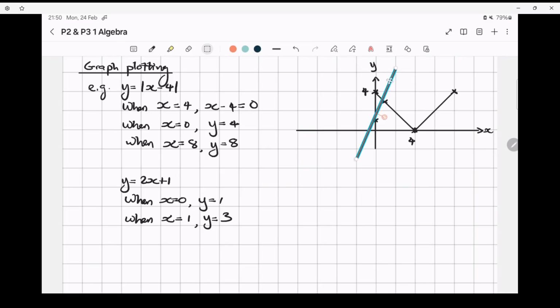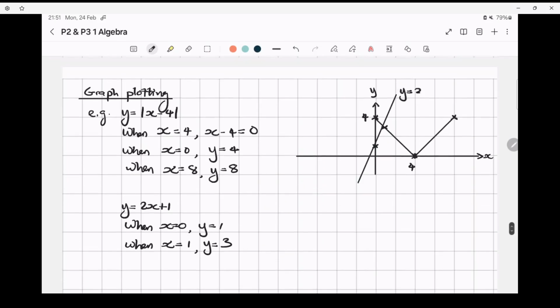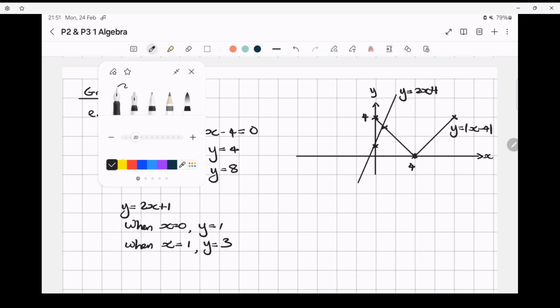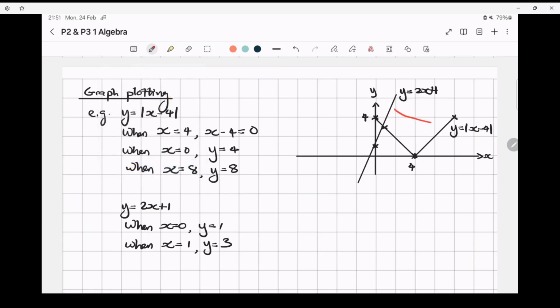So this will be the straight line passing through these 2 points. As you can see, this is y equals 2x plus 1, and this is y equals modulus x minus 4. As you can see, the straight line 2x plus 1 only intercepts the modulus graph at 1 point. This particular line cannot intercept this line again because it diverges.